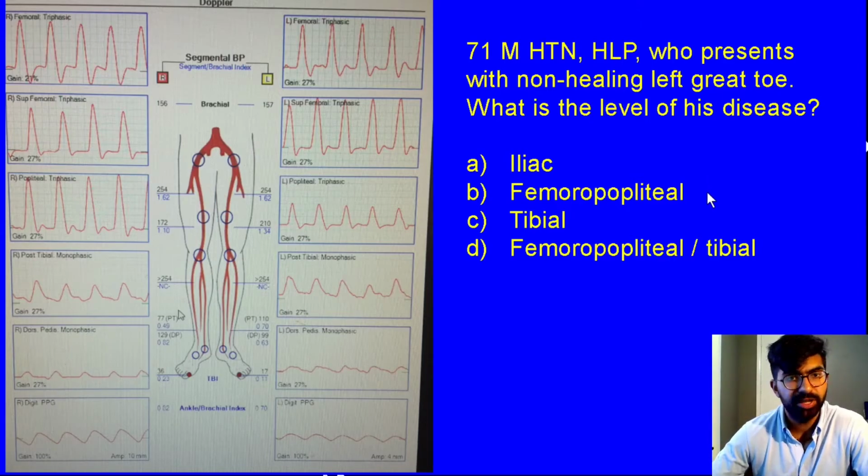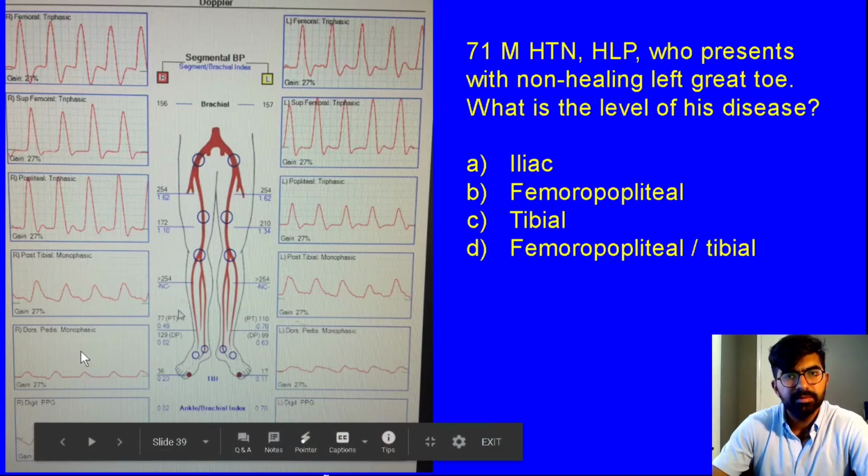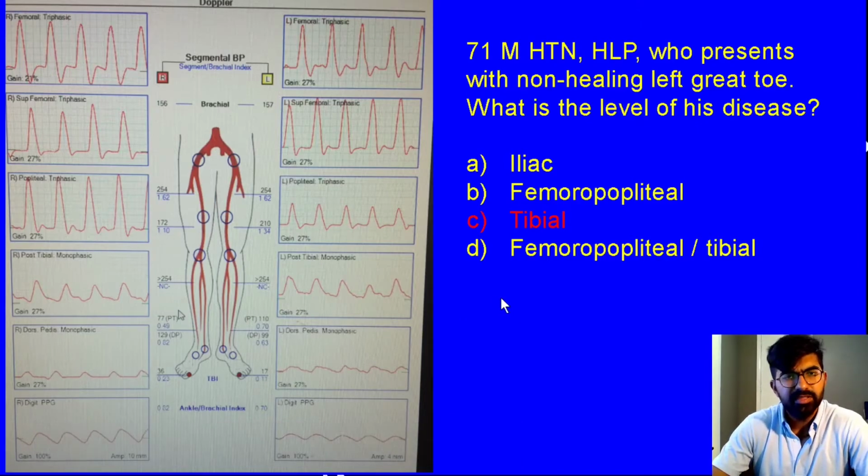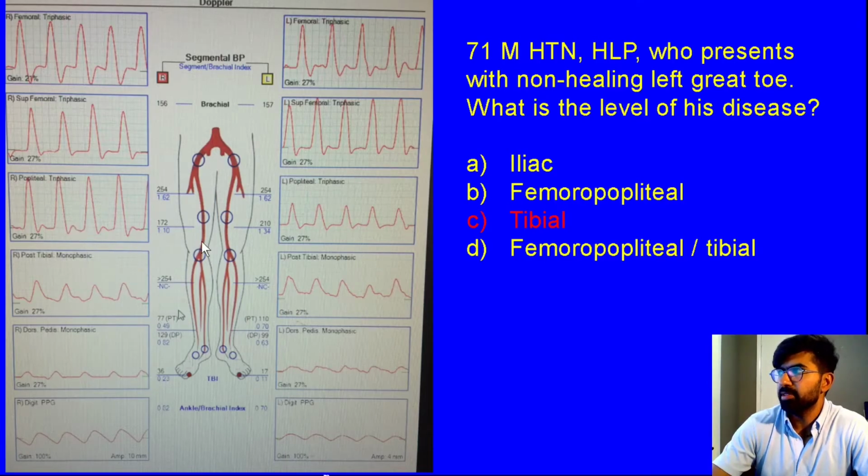How does the amplitude change? And it's on his left side. Okay. And the answer? It's a tibial lesion. So how do we figure that out? So look very carefully. You notice that there is a difference in the amplitudes of the popliteal on the left and right.